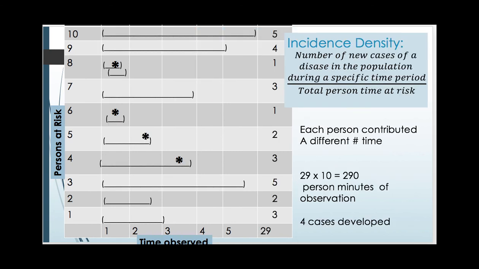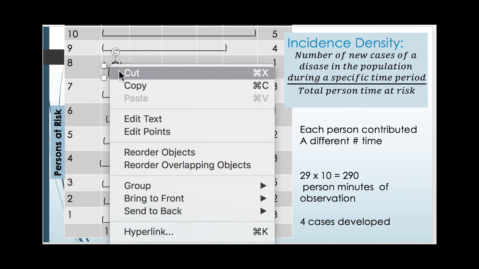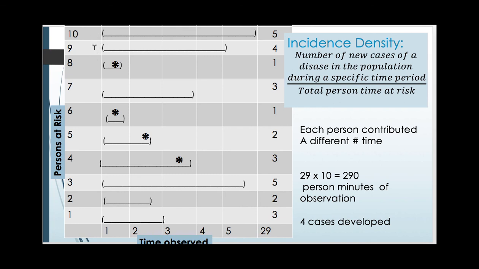So we need to change our chart just a little bit. You're looking at what our new chart would look like if we were going to calculate incidence rate. What this represents is everybody started the study at the same time. Person number 10 completed the entire study, 5 minutes, and never had a headache. Person number 9 completed the study for 4 minutes but dropped out for some reason other than a headache. Person number 8 had a headache right there in the first minute.